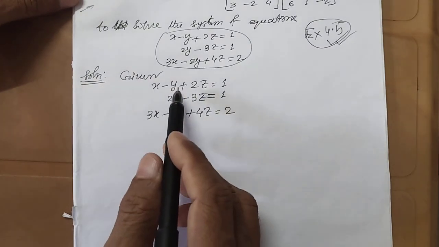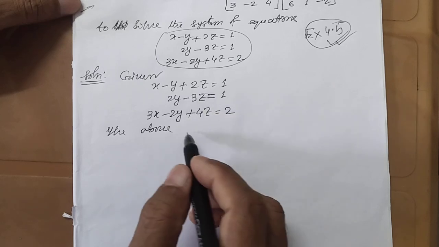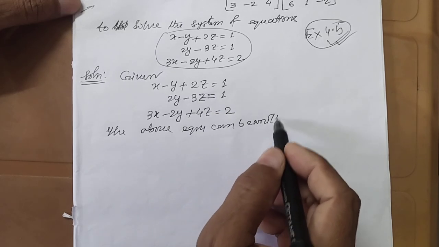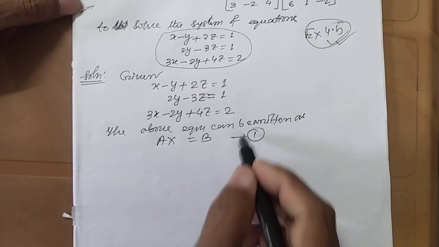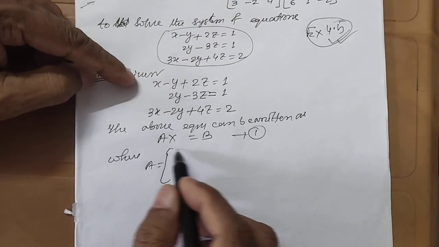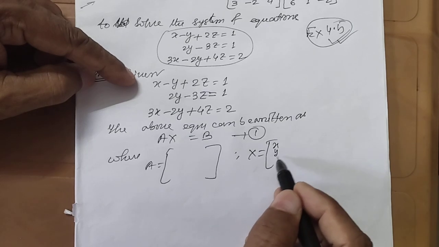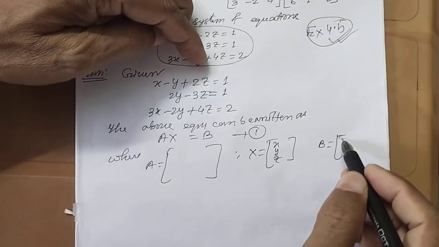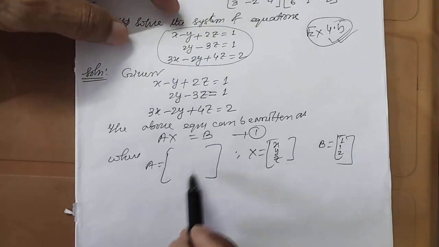So I have written here again the given system of equations, and we have learned in the last class this system of equations can be written as AX = B. We mark it equation 1, where A is the coefficient matrix we have discussed in the previous class, X is always x, y, z, and B is the numbers on the right side, the column matrix 1, 1, 2. X is x, y, z. A is the coefficient matrix.